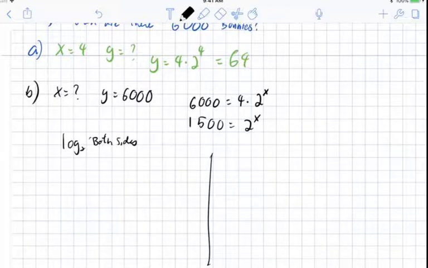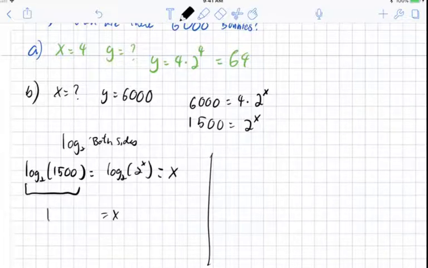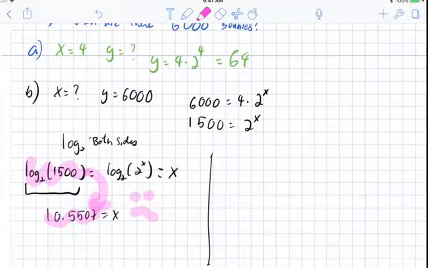The value on the left becomes log base 2 of 1500. The value on the right is log base 2 of 2 to the x, which becomes x. And now I have to evaluate this number. And how do I do that? I'm going to use essentially the change of base formula. Oh, a pain in the butt. ln of 1500 divided by ln of 2. So that's equal to 10.5507. Going from this to this is actually kind of an annoying job.